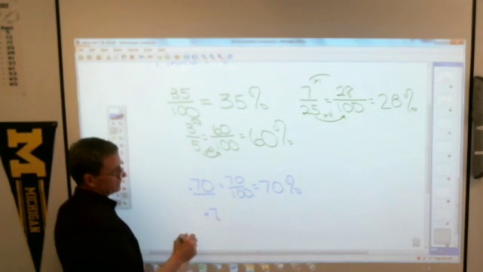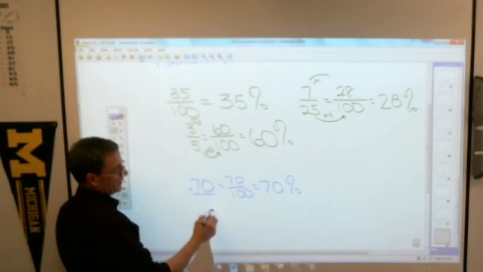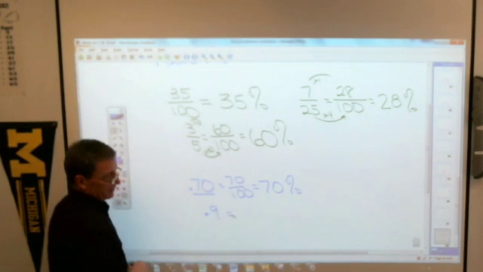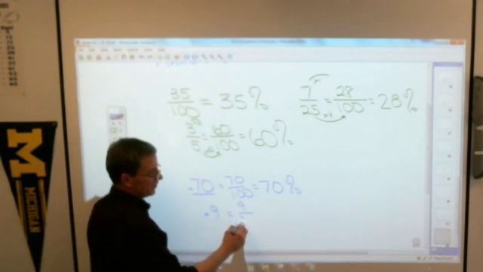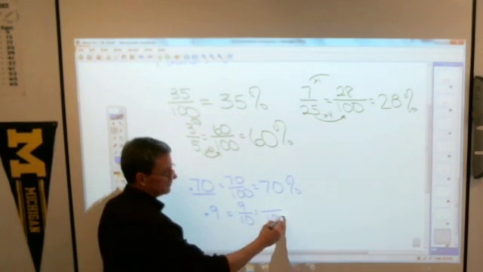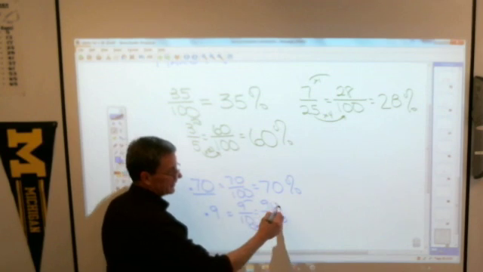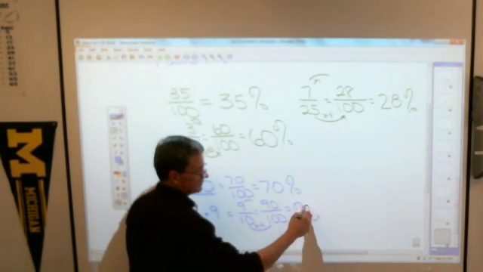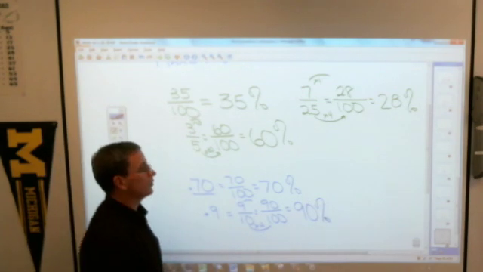Or what about 0.7? Oh no, I don't want to do 0.7 again. Hold on a second. Let's do 0.9. Well, if you make 0.9 a fraction, it only becomes 9/10. That's not 100. But you could make 9/10 out of 100 because 10 times 10 is 100, and 9 times 10 is 90. So my percent is 90%.